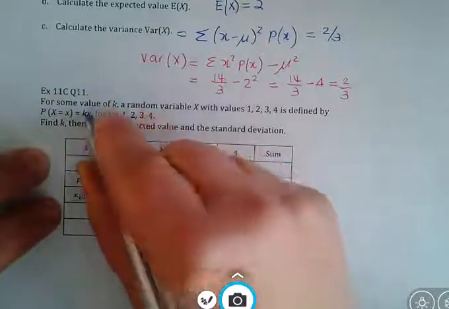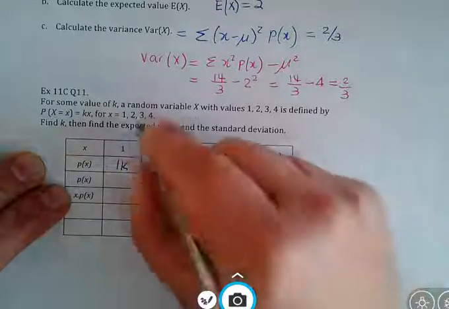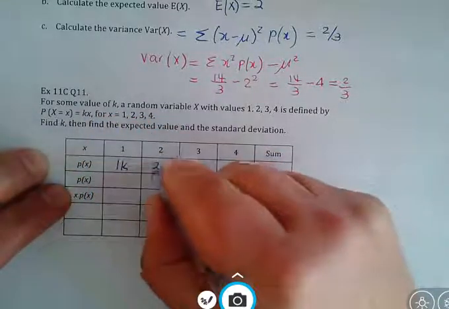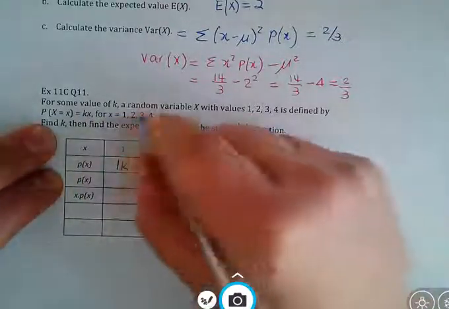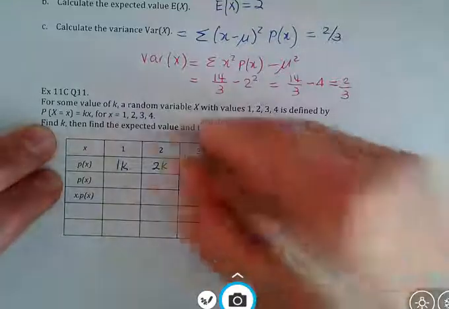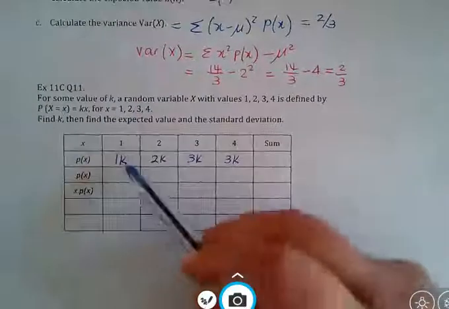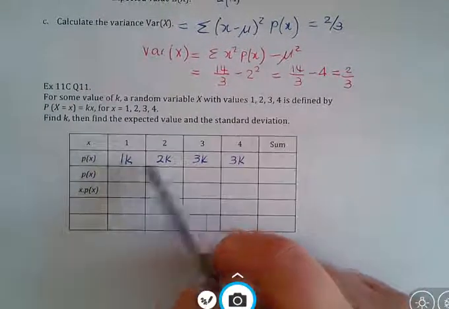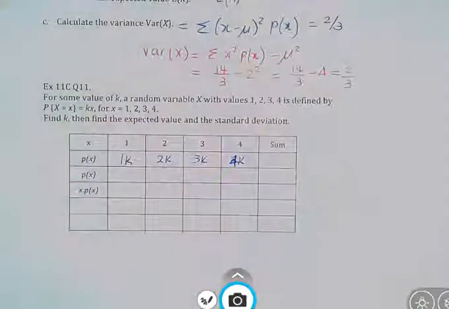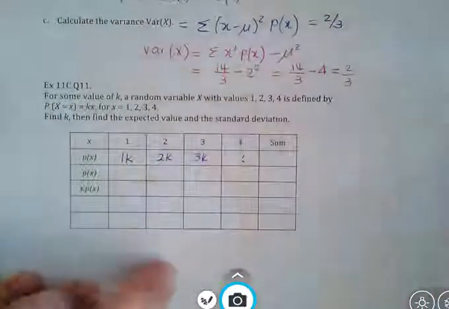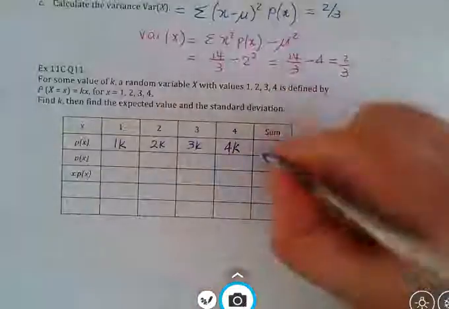So when x is 1, you get 1k. When x is 2, the probability is 2k. When x is 3, the probability is 3k. And when x is 4, the probability is 4k. Now, you add these together: 1k plus 2k plus 3k plus 4k is 10k. Thinking back to our other exercises, if we add them up, we get 10k.